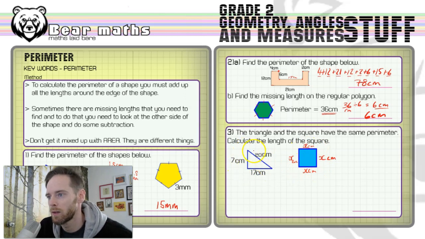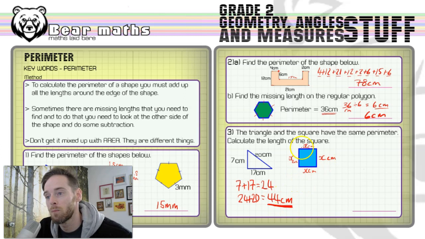Now, if we add up these three lengths, because we can, because they're all there, right? 7 plus 17 is 24. So I'll just write these things down. 7 plus 17 equals 24. And then 24 plus the 20 equals 44. All right. Now, all of that is in centimeters, so we just put centimeters on the end there.